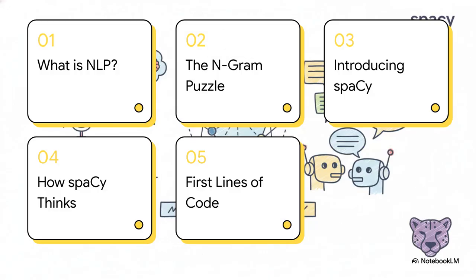So here's our game plan. First up, we're going to tackle a simple method called an n-gram, and you'll see pretty quickly why language is so tricky for computers. Then we'll meet our hero for the day, a super powerful library called spaCy. We'll even peek under the hood to see how it thinks. And then we'll wrap up by getting you hands-on with your very first lines of code.